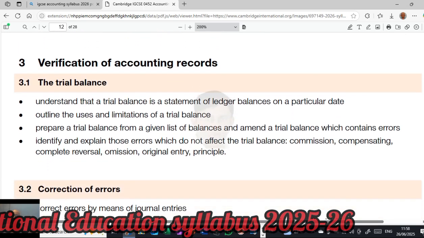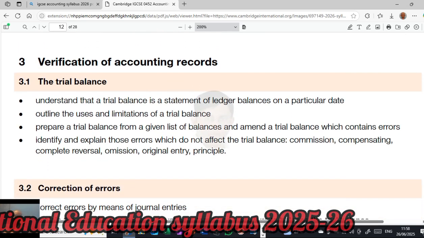Verification of accounting records: the trial balance, understanding that the trial balance is a statement of fact. So what is a trial balance? All that, how to prepare it. Identify and explain the errors. We know how to fill in the trial balance; list which errors affect the trial balance.